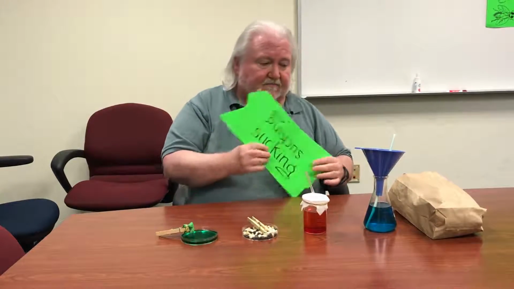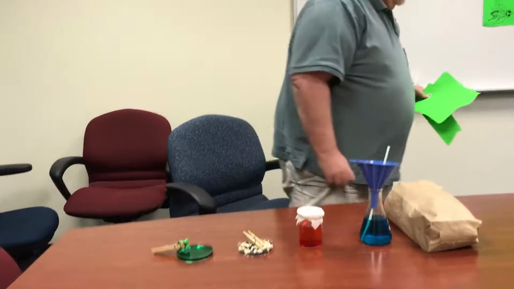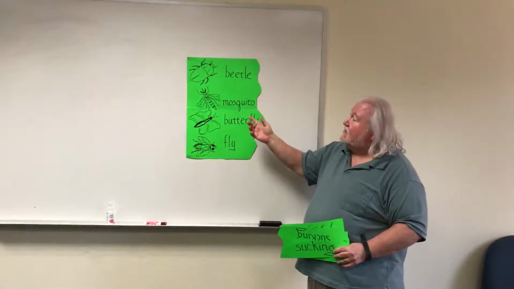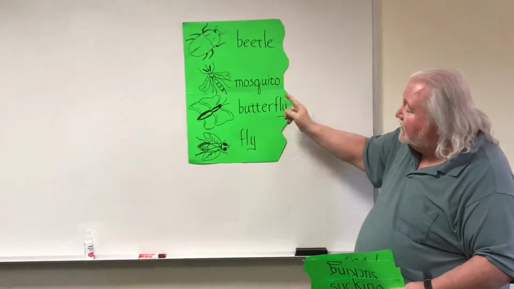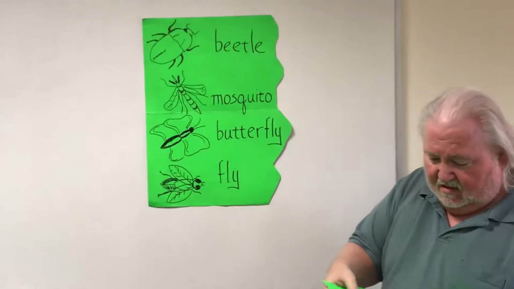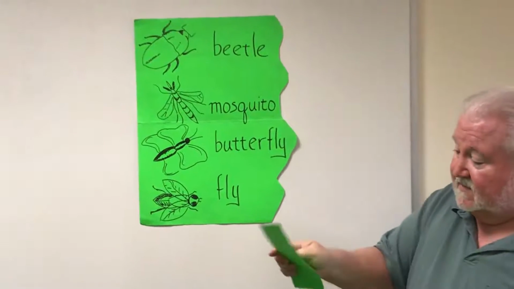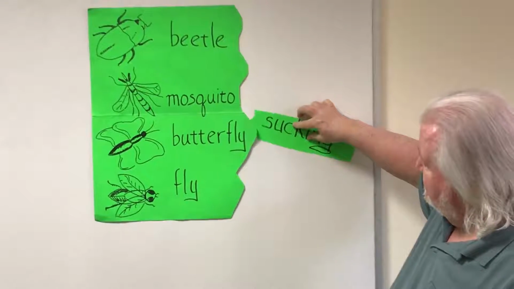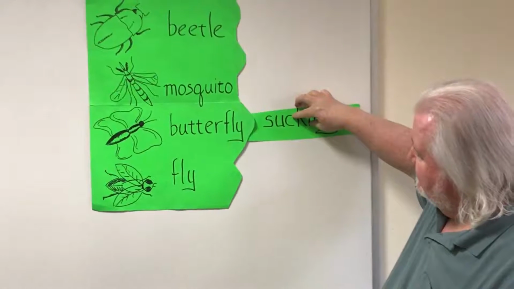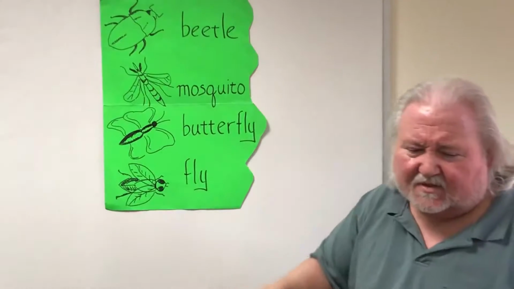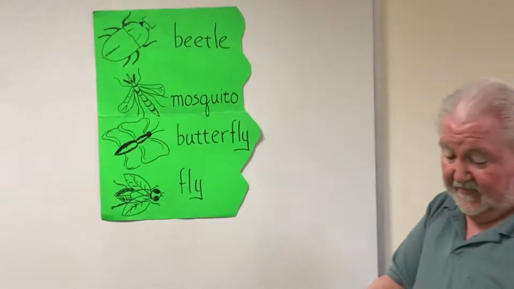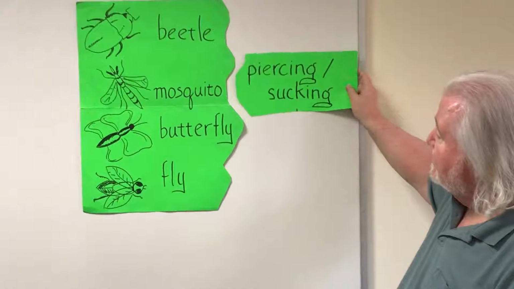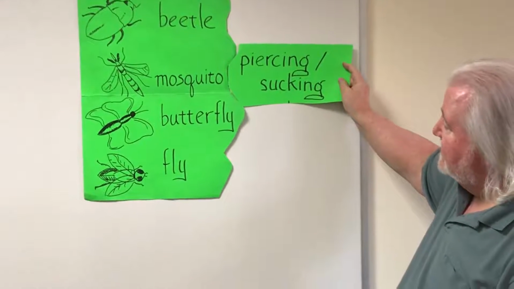If you want to get fancy with this, you can make a poster like this. So you have a beetle, mosquito, a butterfly, a fly, and you can make it like a puzzle. Sucking mouth part. We said that was what? Butterfly? I don't have any magnets or tape, so we'll assume we stuck that up there, right? Piercing, sucking. Which one was piercing, sucking? Mosquito, right? Yeah, it fits.